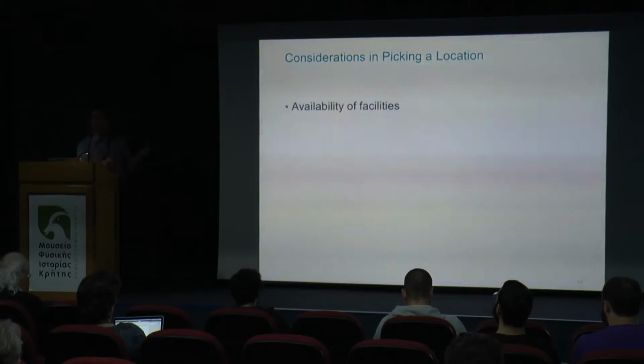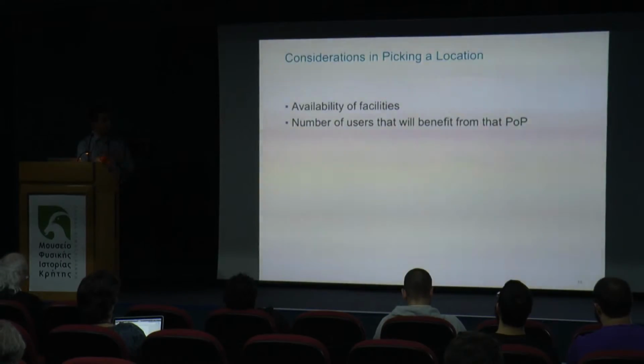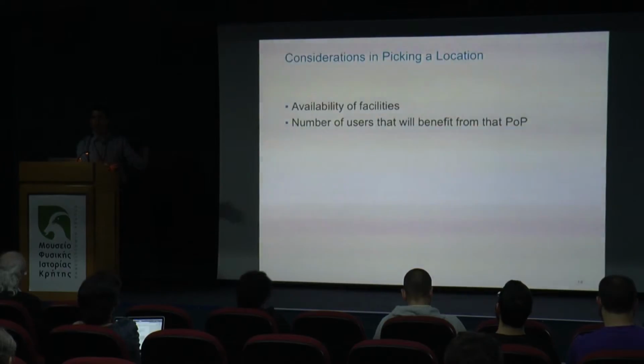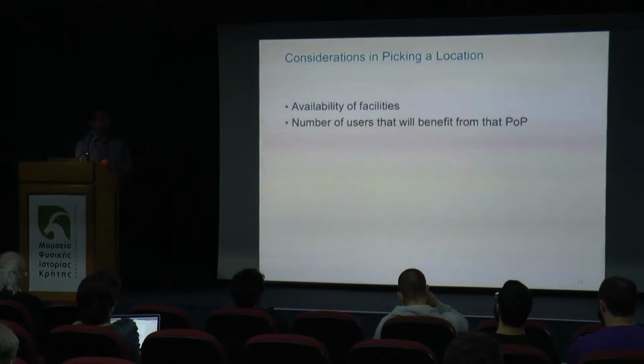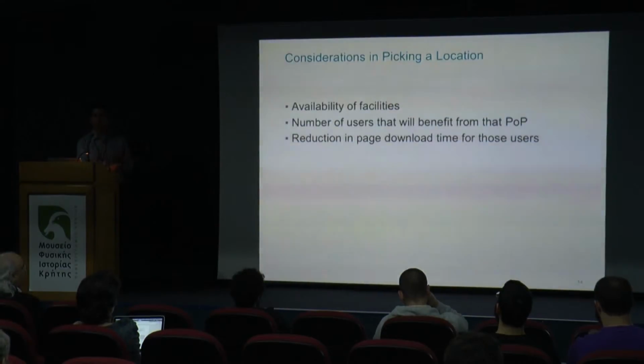So we need to figure out where the facilities are, whether they pass our criteria like power requirement, peering density, availability of transit, and things like that, right? So that already is a consideration. We obviously want to build a POP which is the best for our users. So we want to increase the number of users that get impacted from building that POP. But not just that, we also want to make sure that there's significant improvement in performance for those users.